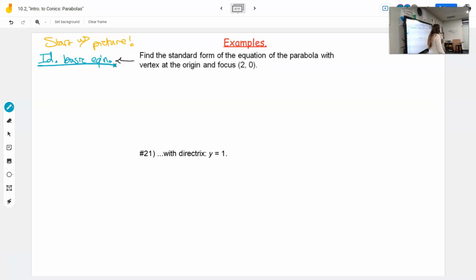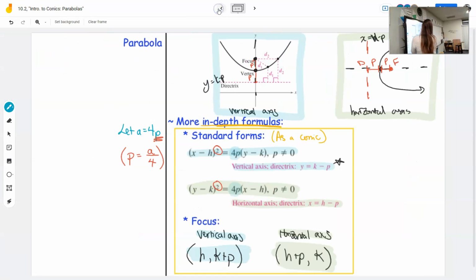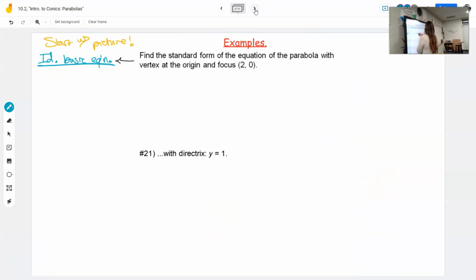Okay, my strong advice, even though kids tend to always ignore what I'm about to say, but maybe you guys will actually listen, is to start with a picture. Because we need to identify which basic equation we're supposed to be using, and we have 2 different options depending on the 2 different orientations, and we've got to figure out which orientation this guy's going to have before we can go forward.